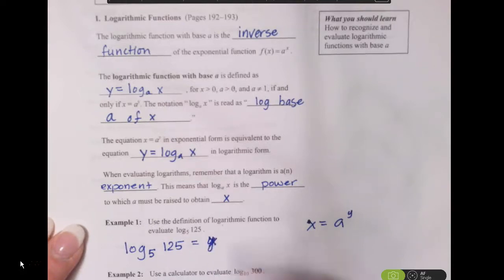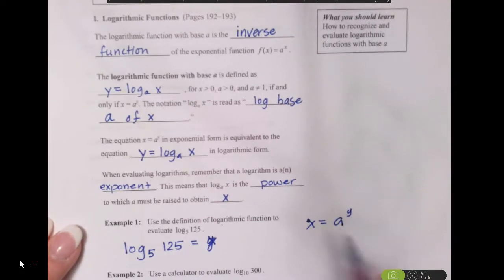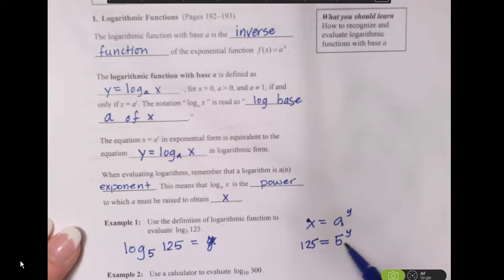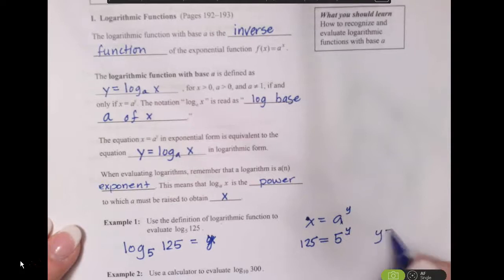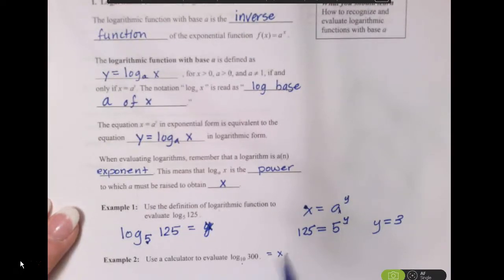Sorry, this should be a y over here. So the base a is 5. 5 to what power gives me 125? And if I know my powers of 5, 5 to the 1 is 5, 5 squared is 25, 5 to the third is 125. So I could go ahead and answer and say y equals 3. But the key to that is really understanding that you want your base to your power equals your number.